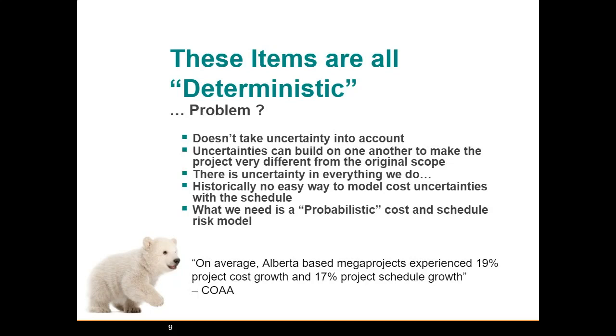Going back to the COAA again, they found in their studies that on average, mega projects based in this part of the world experience a 19% cost growth and a 17% schedule growth. And as I mentioned before, cost and schedule are intrinsically linked together, and it would be silly for us to assume that we can change one without changing the other. And what we really need to understand is how the two of them relate to each other.